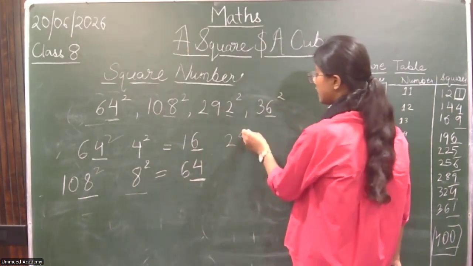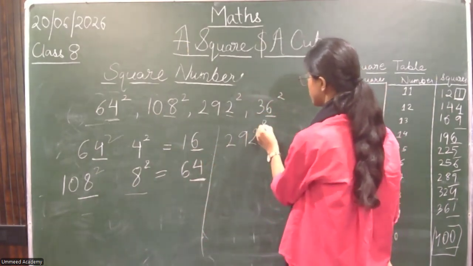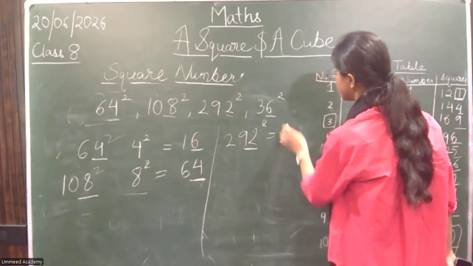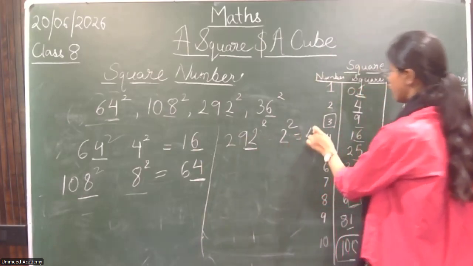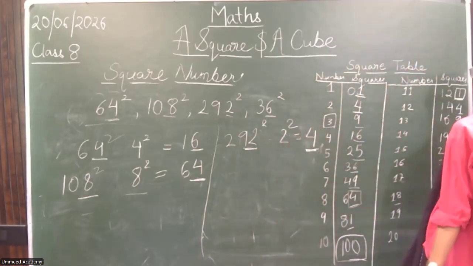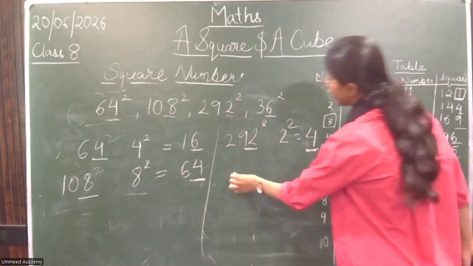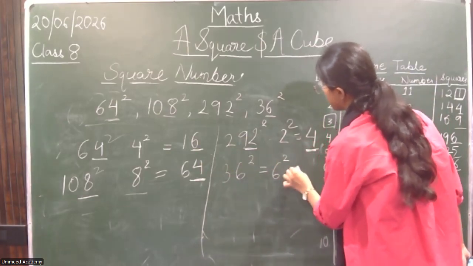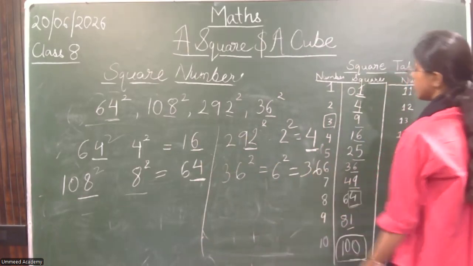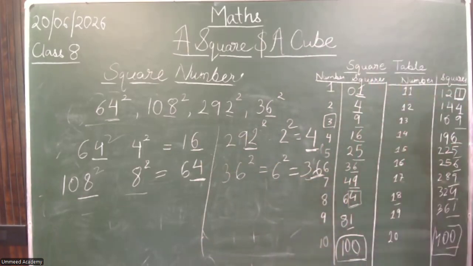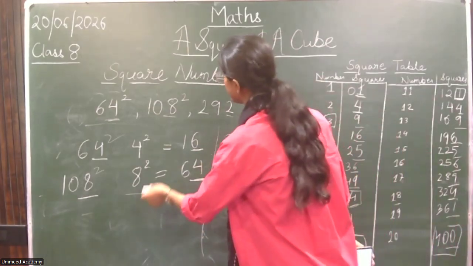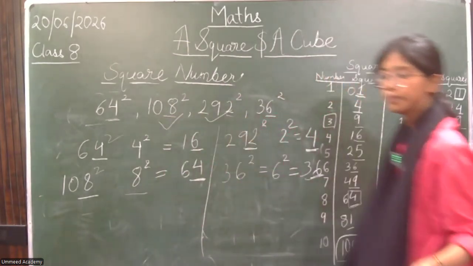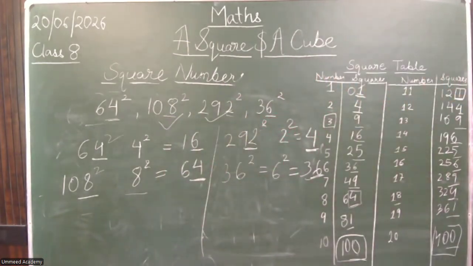Let's do the square of 292. On squaring 2, what do we get? 4. Good. So its units place has 4. Okay. Now 36, sorry, the square of 6, which is 36. Do we have 4 at the units place? No, ma'am. So the only two numbers in which we are getting 4 as the last digit are 108 and 292. Clear? Yes, ma'am.